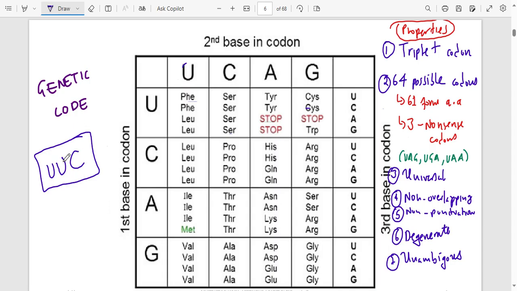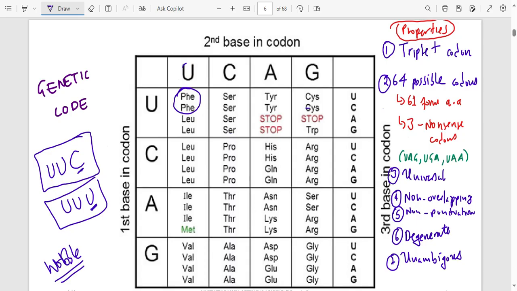For example, UUC and UUU: these two are different on the third position, but they are giving you the same amino acid, phenylalanine. So that is known as the Wobble hypothesis. The third position wobbles. That's the meaning. We are done with this topic.